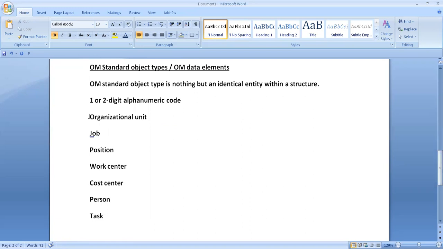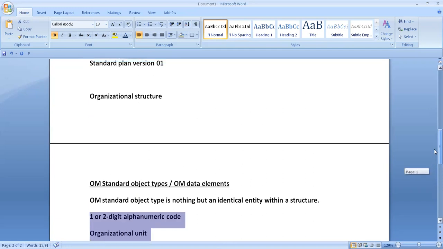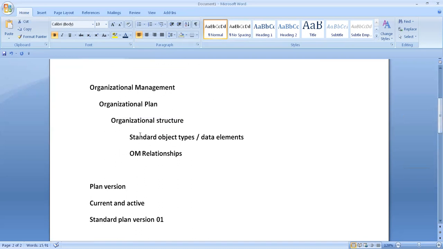So these are the most essential organization object types: organizational unit, job, position, work center, cost center, person, task. These are some of the essential object elements. So using these objects, we are maintaining this organizational structure within an organizational plan. That is all about the organizational management subject.